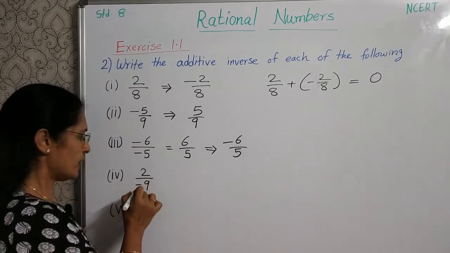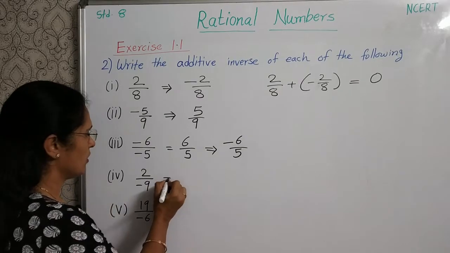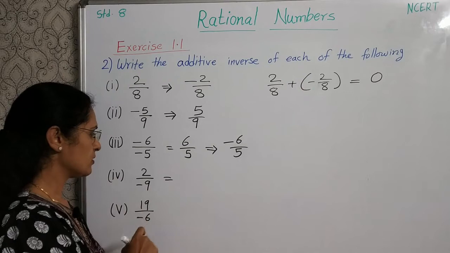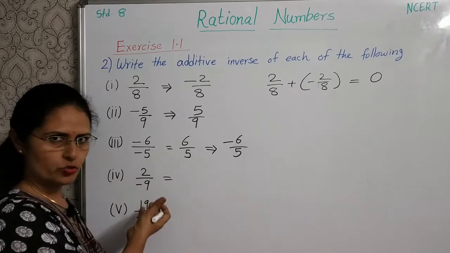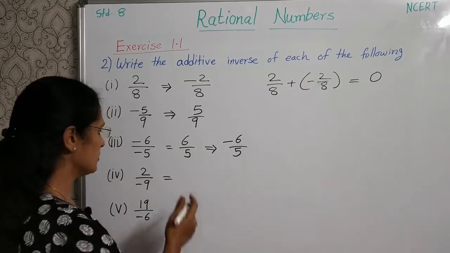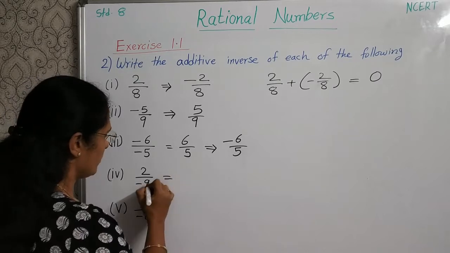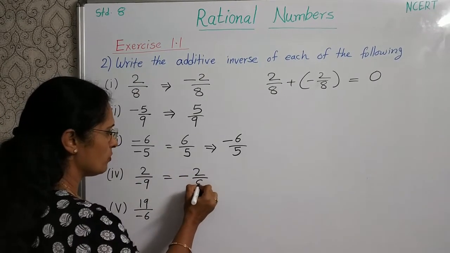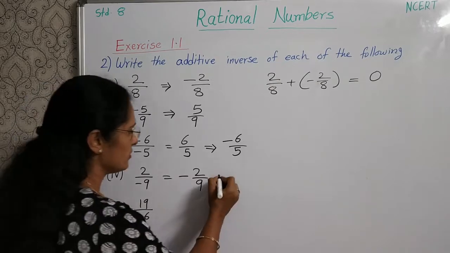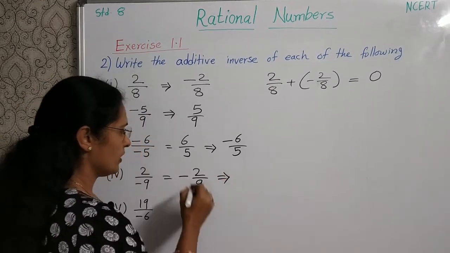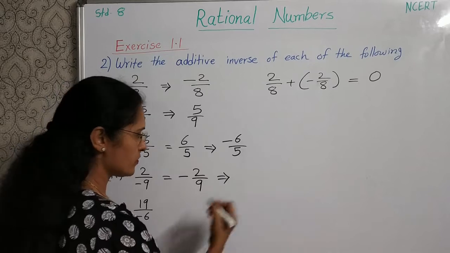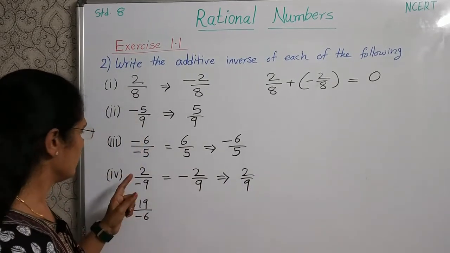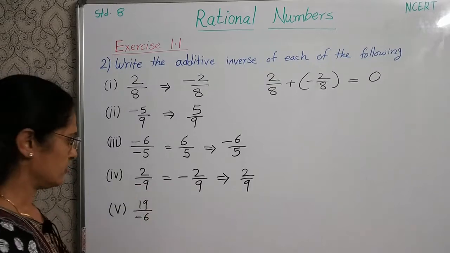Next, 2 by minus 9. Now, this minus sign is given in the denominator. You can write it in the numerator also, or in the center also. So, if you shift this sign, it will become minus 2 by 9. And the additive inverse will be, now this is negative, so the additive inverse will be positive. So 2 by 9 is the additive inverse of 2 by minus 9.